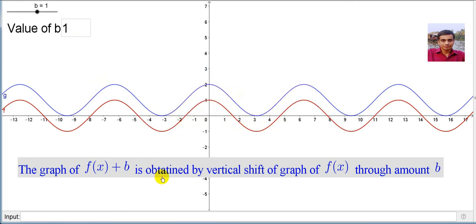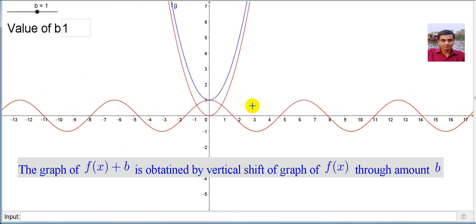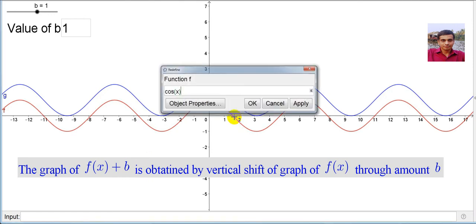Again, this relation is universal. It is applicable for any real valued function of real variable. We can try this for different functions, like say x square. So let's see this x square.